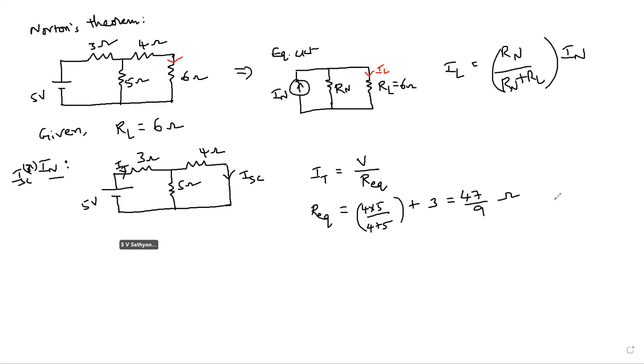Okay, then substitute in total current. 45 by 47. Total voltage is 5. So 5 by 47... Right, all of you getting the same? Yes, sir. Right.